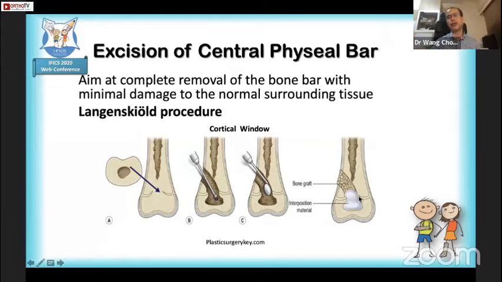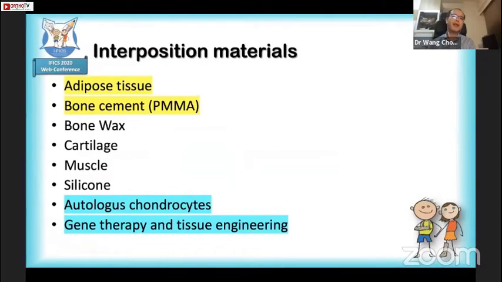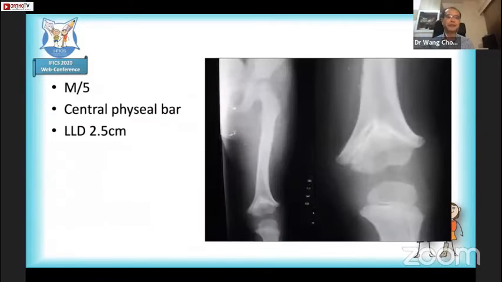And the cavity is filled with interposition material to prevent recurrence of the bone bar. Many different types of interposition materials have been described in the literature, and adipose tissue and bone cement are the most commonly used nowadays. I'm sure that Professor Hui will enlighten us on future research on the possibility of regeneration of the growth plate.